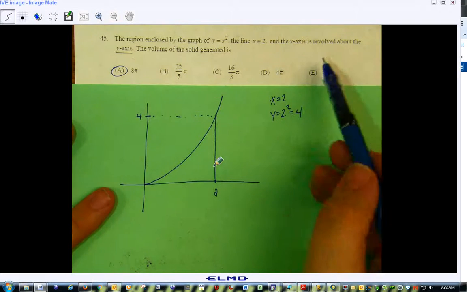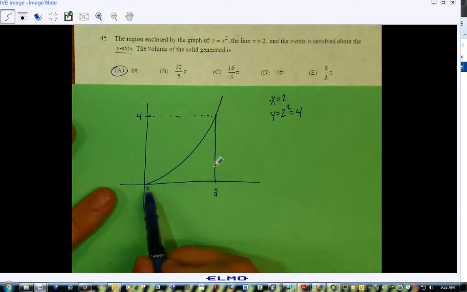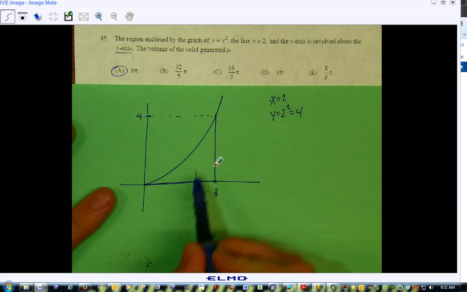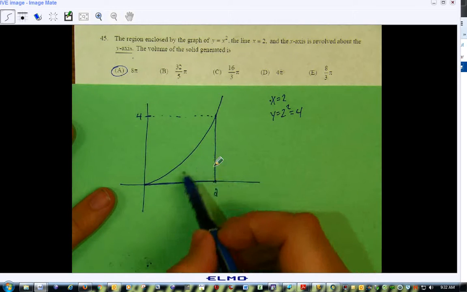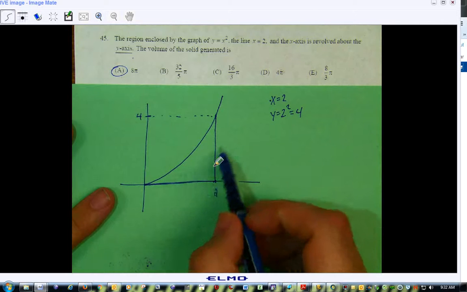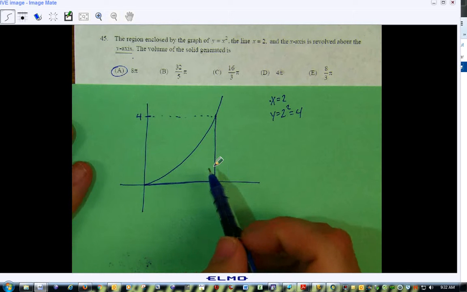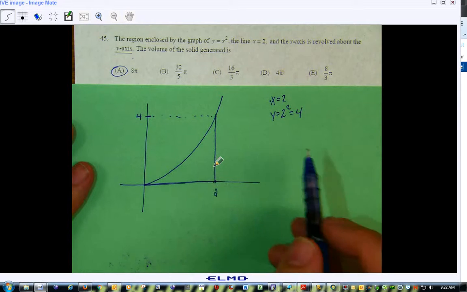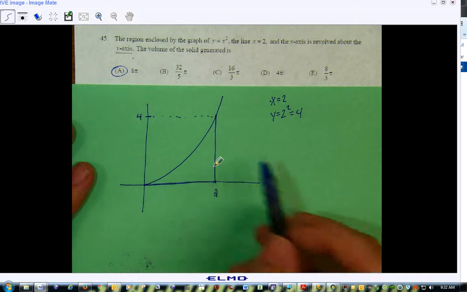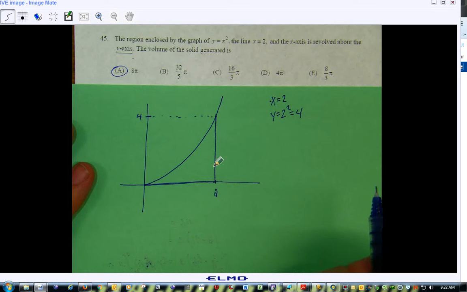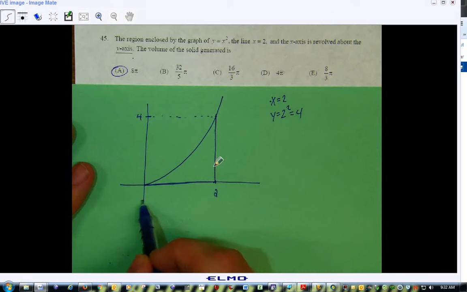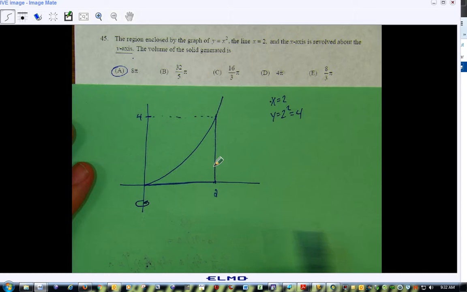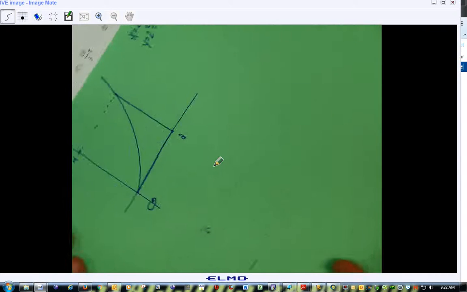And it says, and the x-axis, so we're bound here. So this kind of rectangularly shaped thing is our shape that we're dealing with. But we're rotating it about the y-axis. So what we have to do now is look at it like this.